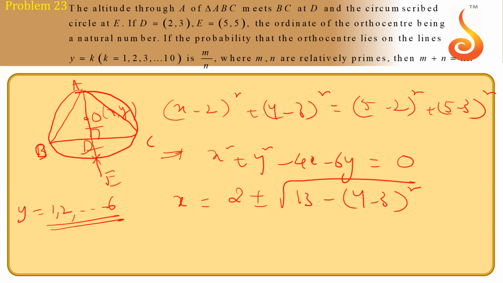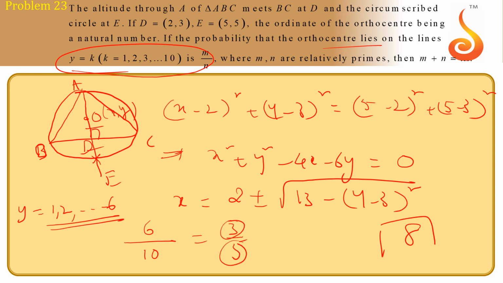So out of 10, because he said that the orthocenter can lie from y equal to 1 to y equal to 10, means the ordinate can be 1 to 10, that is 10 chances are there for the sample space, but favorable cases are 6. But he said that m by n, m and n relatively prime. So I think we can cancel it, 3 by 5. So this is the value of m, this is the value of n. So the answer is 8.